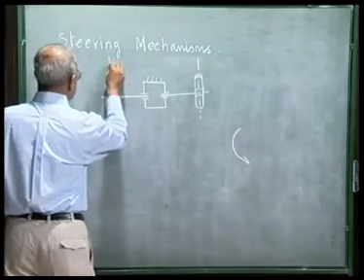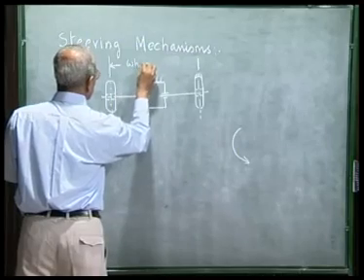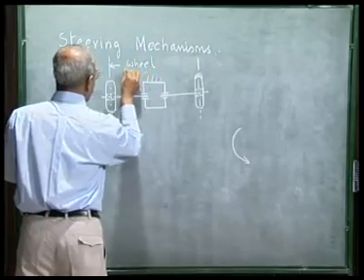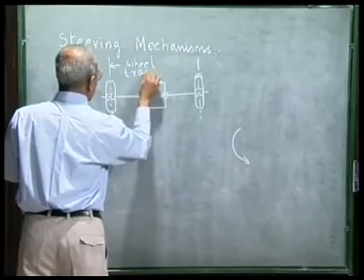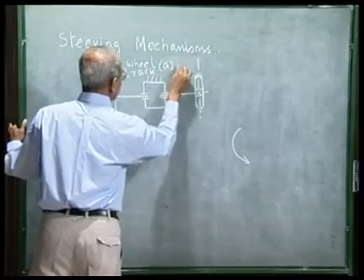The distance between these two wheels is called wheel track. Let us say wheel track is A.